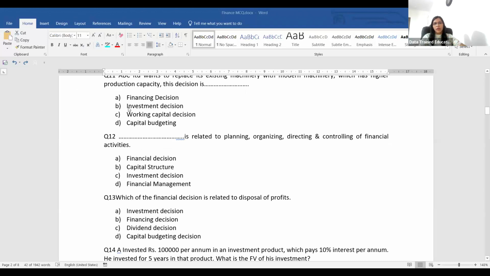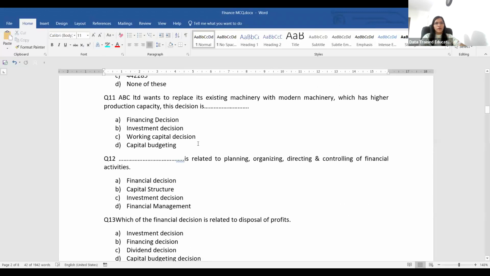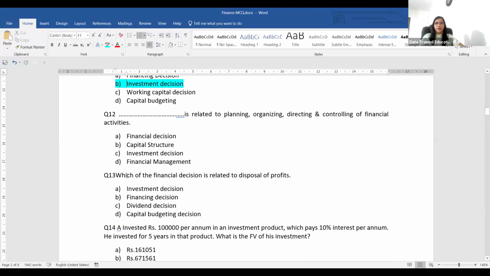Okay, investment, B. Now next is 12. Dash is related to planning, organizing, directing, and controlling of financial activities. Financial decision, capital structure, investment decision, or financial management? Okay, this time everyone is correct. Financial management. No wrong answer. All right.